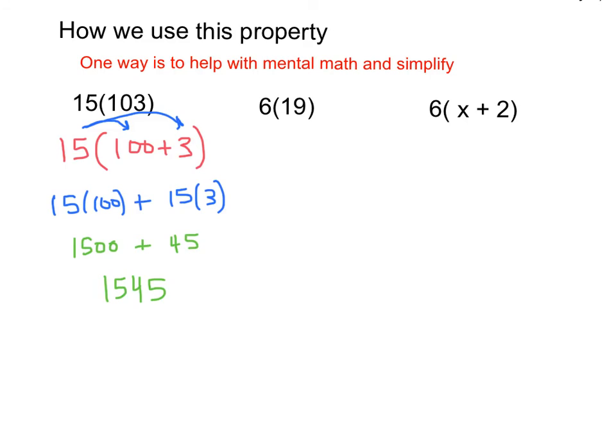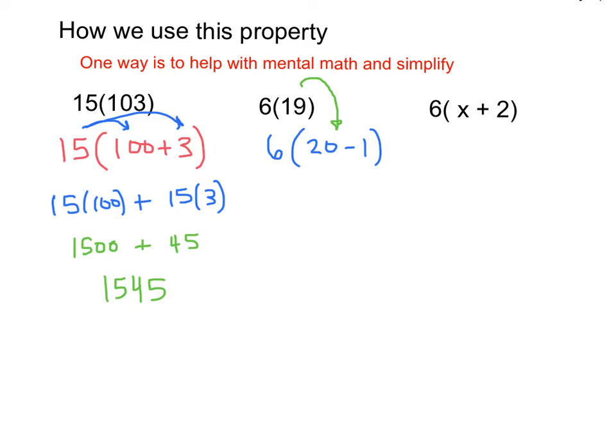If I can use addition, I should also be able to use subtraction. And so I can write this as 6 times 20 minus 1. Now if you notice, I didn't change the problem because 20 minus 1 is still 19. So the problem never really changed.